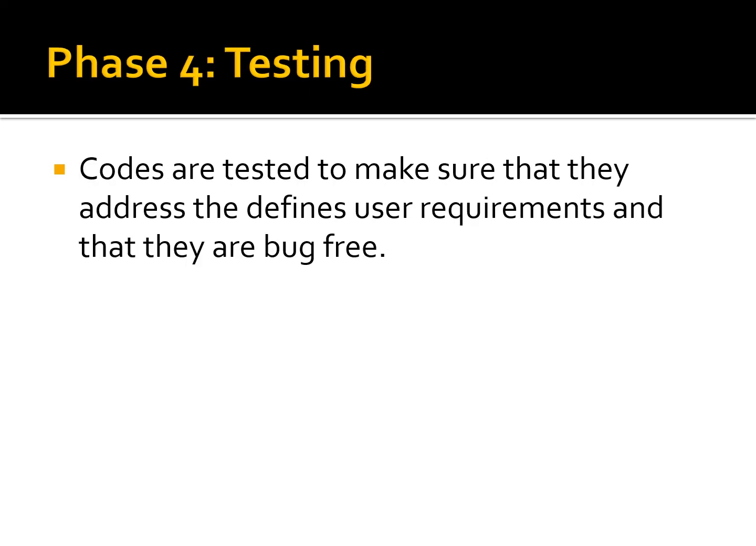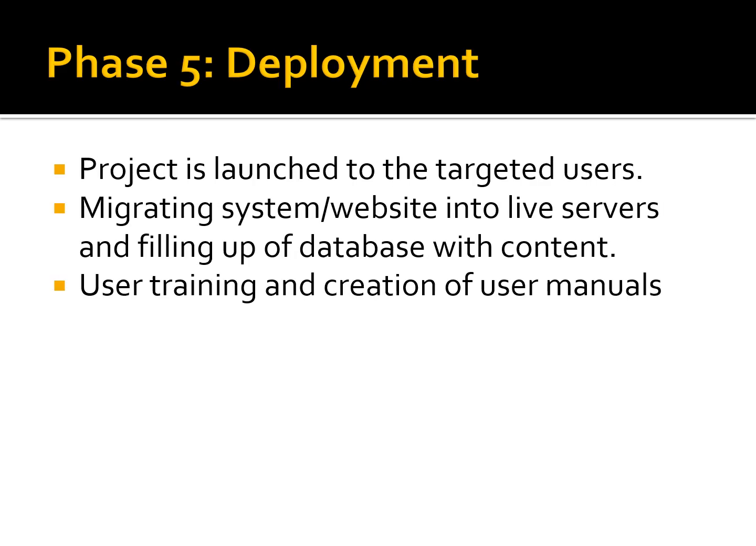Phase 4 of the life cycle is testing. Now, it is very important that before deployment, the system must be tested. Codes are tested to make sure that they address the defined user requirements. So the team should always go back to the user requirements and make sure that they are bug free. Meaning to say, before deployment, see to it that it is 100% working and as much as possible, bug or error free.